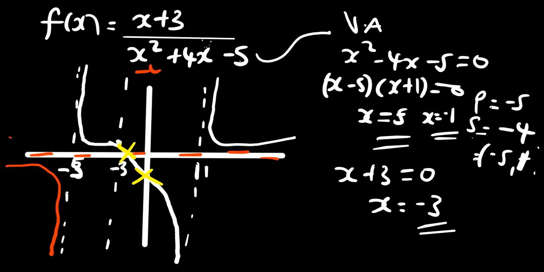Then what other thing? You find your range and your domain. Let me start with the domain. We said we don't want -5, and we also don't want 1. Why? Because they're giving us 0 in the denominator. So we want everything, but we just don't want -5 and 1 for the domain.